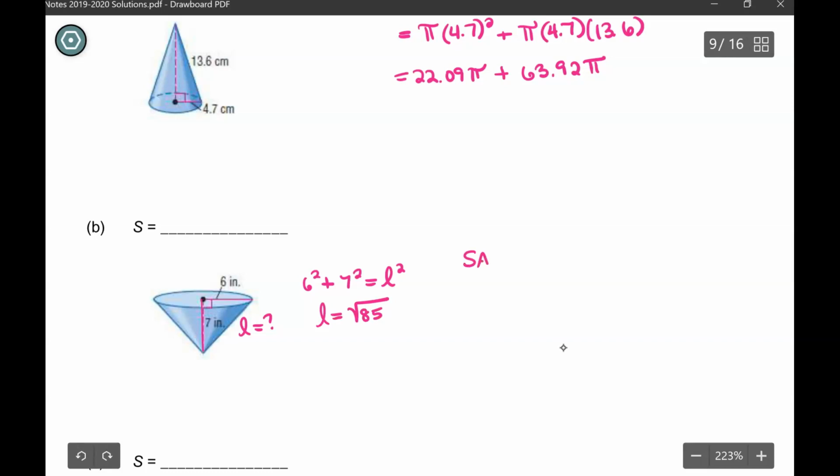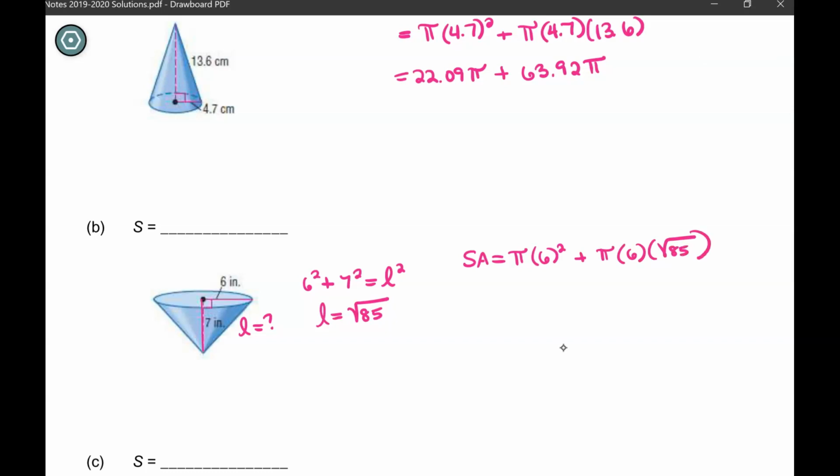So my surface area is going to be pi r squared, pi times 6 squared, plus pi times the radius times the square root of 85. So go ahead and plug that in. And I get 286.882, so 286.88 square inches.